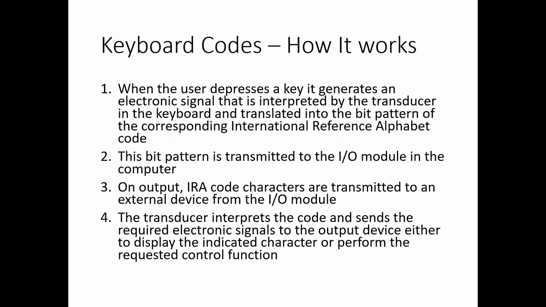So when the user depresses a key, it generates an electrical signal that is interpreted by the transducer in the keyboard and translated into a bit pattern and then corresponding international reference alphabet code. The bit pattern is transmitted to the I/O module in the computer, and on output, the international reference alphabet code is transmitted to the external device from the I/O module. And then the transducer within that device interprets the code and sends the required electrical signals to the output device, either to display the indicated character or to perform the requested control function.